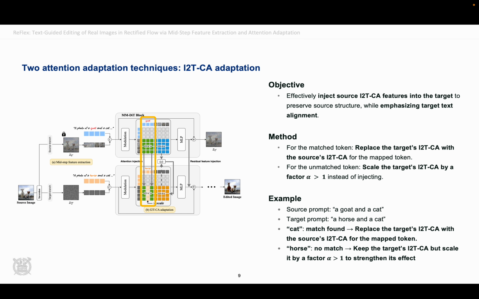For example, if the source prompt is a goat and a cat, and the target prompt is a horse and a cat, the token cat in the target prompt is directly matched to the token cat in the source prompt, so we inject the corresponding source I2TCA into the target. In contrast, the token horse has no matching token in the source prompt, so we scale up its target I2TCA instead. Through this process, regions that should remain unchanged are preserved, while regions that need to change are emphasized, allowing the final image to maintain structural consistency with the source and achieve better alignment with the target prompt.